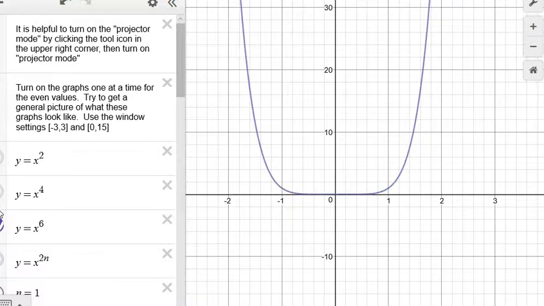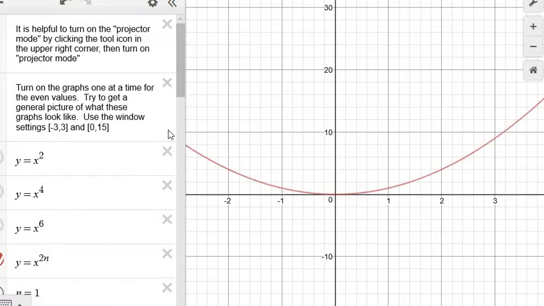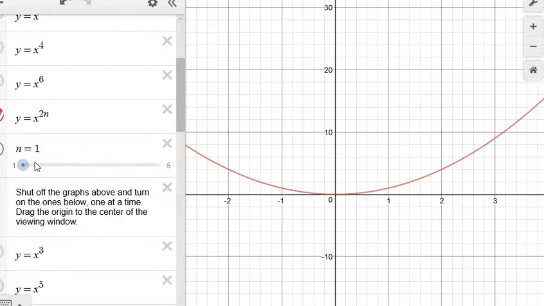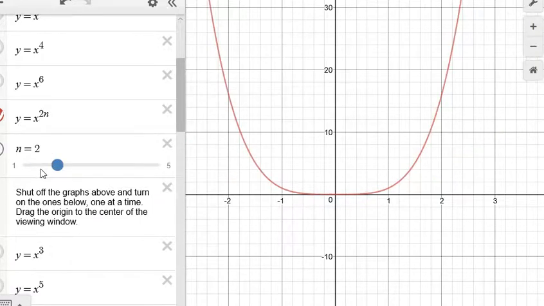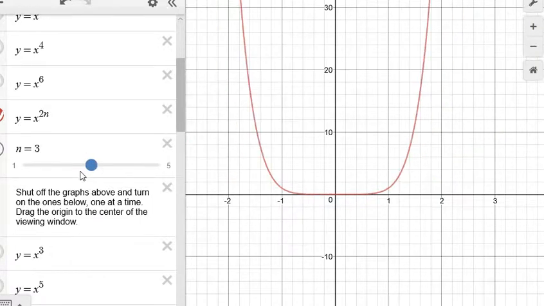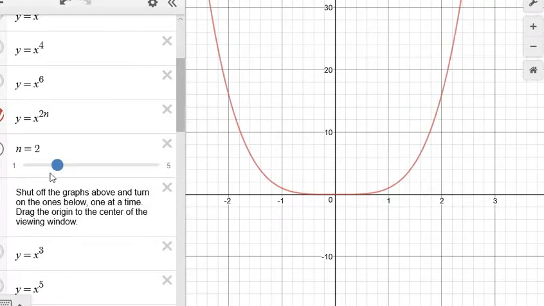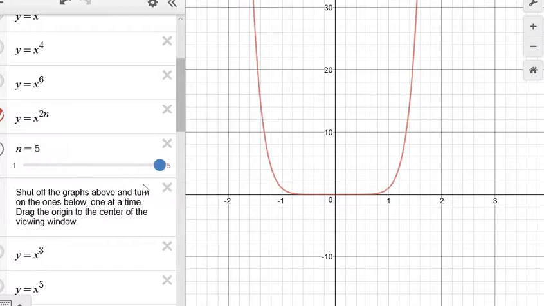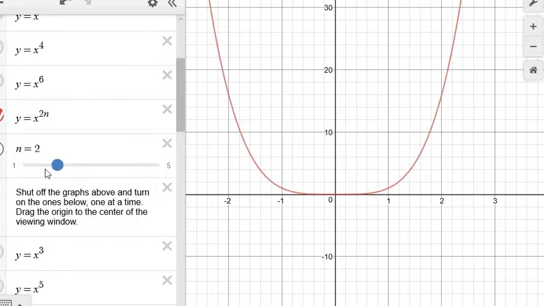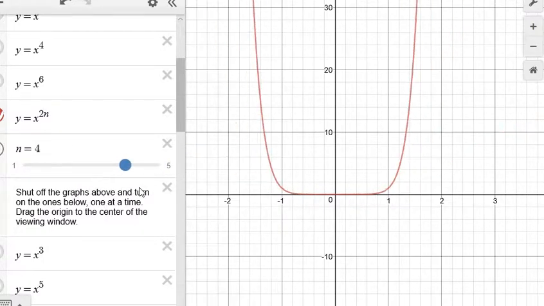In fact, let me do it this way. Let's just change the value of n. To keep it even, we'll do 2, x to the 4th, x to the 6th, x to the 8th, x to the 10th. And you should see kind of a pattern. It has some kind of a U or parabolic shape, and it's symmetric. And in all cases, the parabola extends up and to the left and up and to the right. So they both point in the same direction.